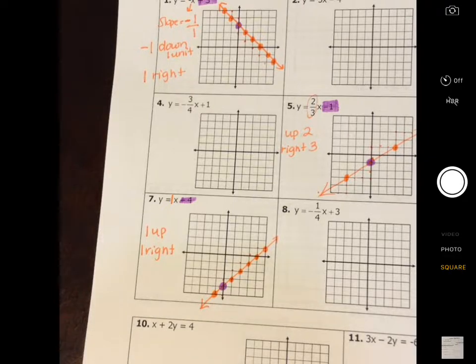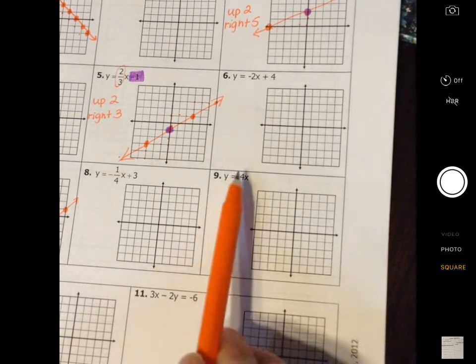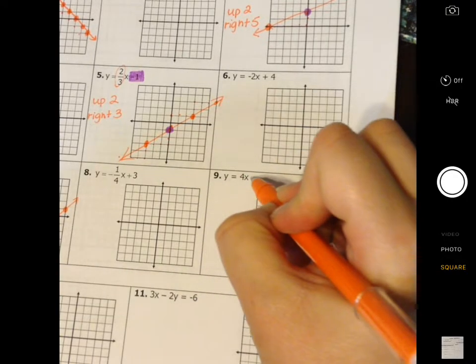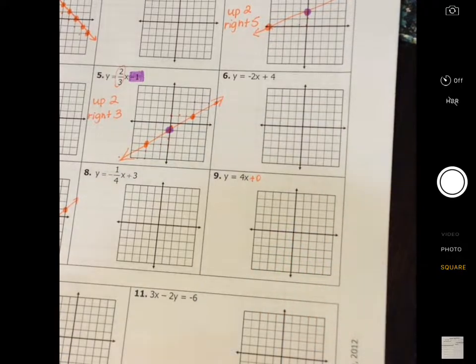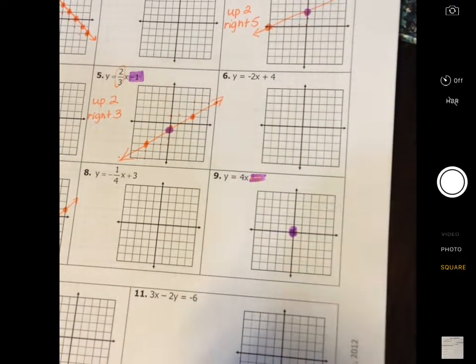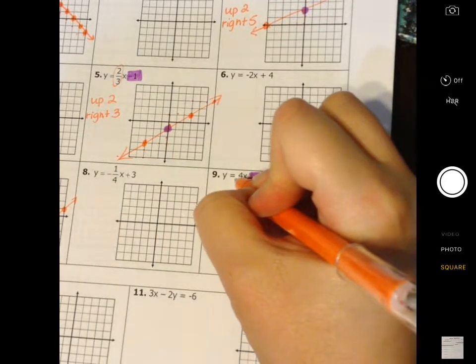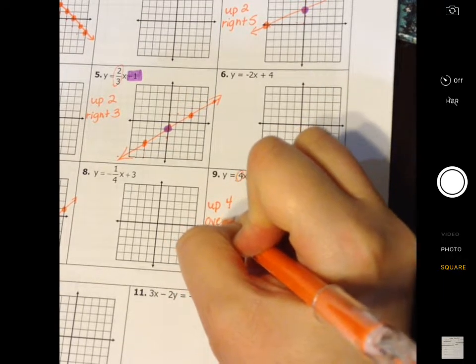Let's go to number 9. Ooh, this is written in direct variation. So that means it's proportional, which means there's really a plus 0. So that means I start at 0, 0. My slope is 4. So this means up 4 over 1.